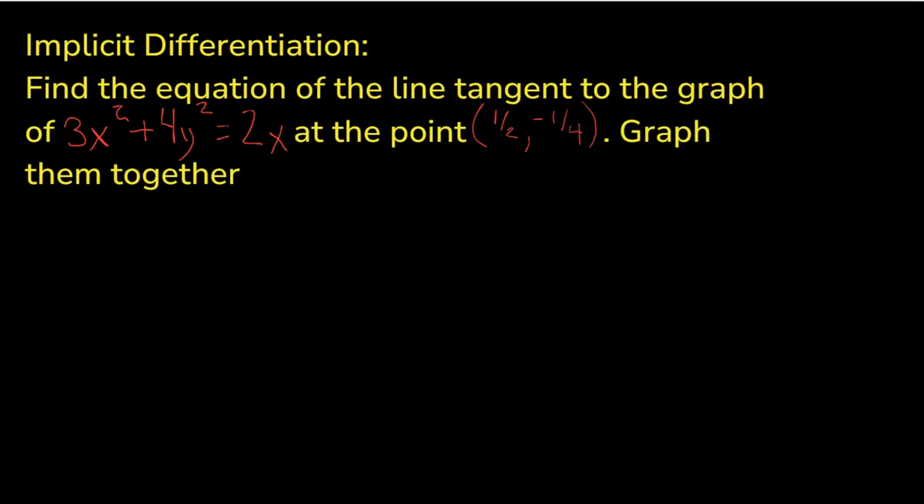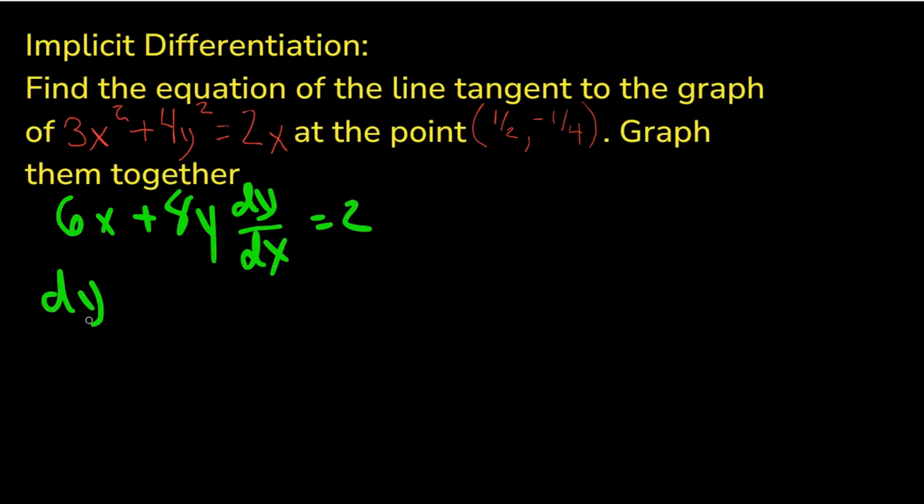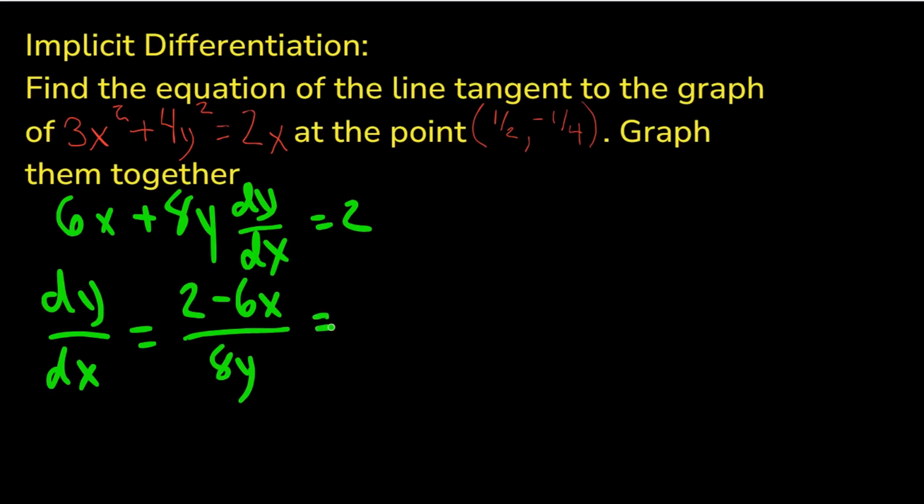In this situation, we want to find the equation of the line tangent to the graph of this implicitly defined function at the point 1/2 comma negative 1/4, and then we want to graph it all together. So to take the derivative of this, we differentiate both sides with respect to x, so you'd have 6x plus 8y dy dx equals 2. Solving that equation for dy dx, you would subtract the 6x and then divide by the 8y. And then all of that can be reduced by a factor of 2.